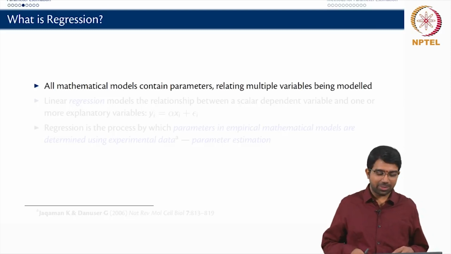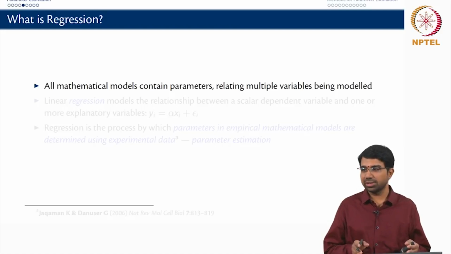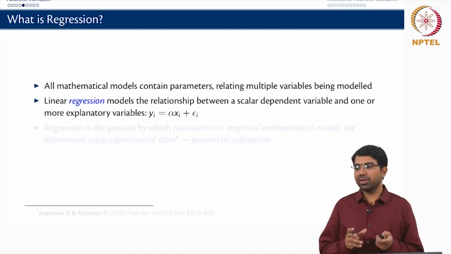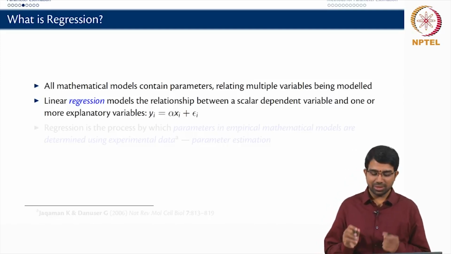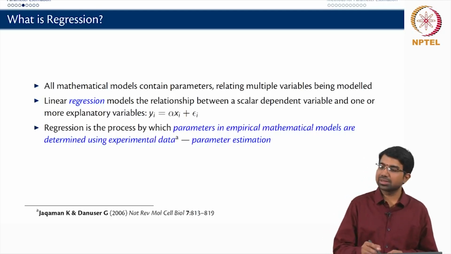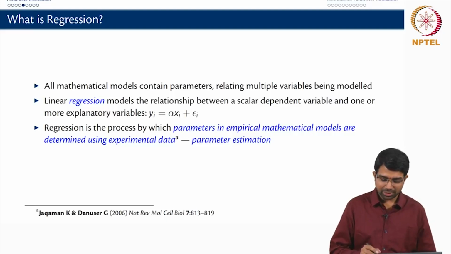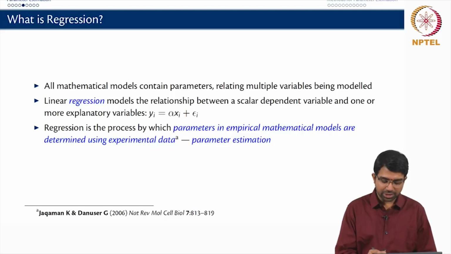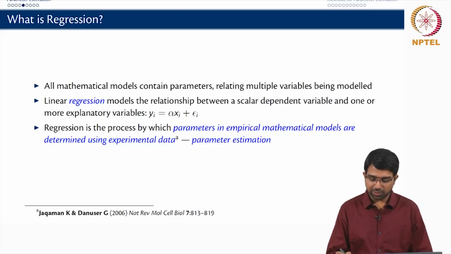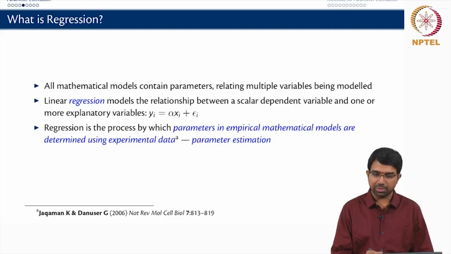So what is regression or parameter estimation? We know that all mathematical models contain parameters which connect the variables that are being modeled. All of you are very familiar with classic linear regression, right. So y_i is alpha x_i plus some epsilon_i residual, and you basically minimize the residuals. So you take the sum of (y_i minus alpha x_i) whole squared and you reduce it and you find the best alpha, right. You may also have an intercept if you want and so on. So regression is the process by which parameters in these kinds of empirical mathematical models are determined using experimental data.